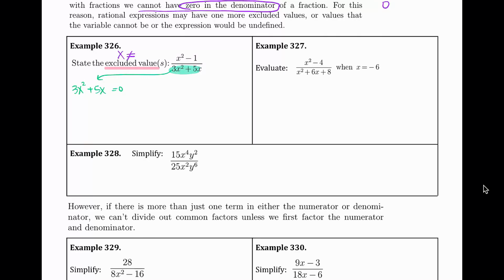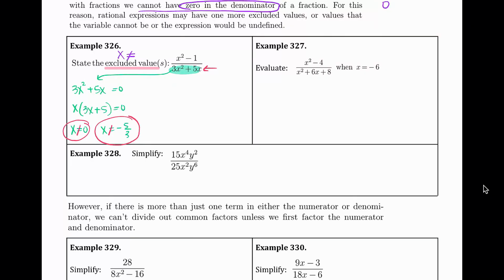Well, we have a quadratic, so we can factor this. We can take out an x, and we've got 3x plus 5. If we take each of our factors and set them equal to 0 and solve, we're going to get x equals 0 and x equals negative 5/3. We get that by subtracting 5 and then dividing by 3. So these are our two values that x cannot be. When x equals 0 or when x equals negative 5/3, we're going to have 0 in our denominator. We can't have that. So 0 and negative 5/3 are our excluded values.